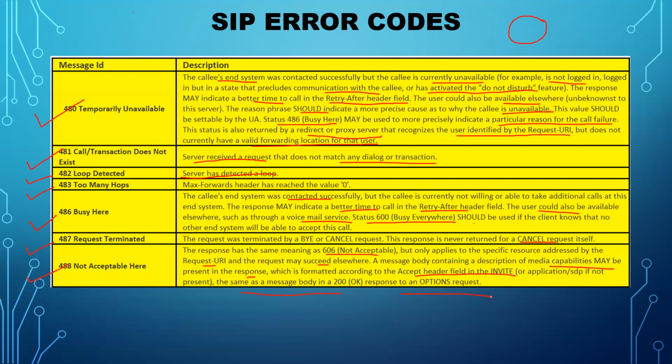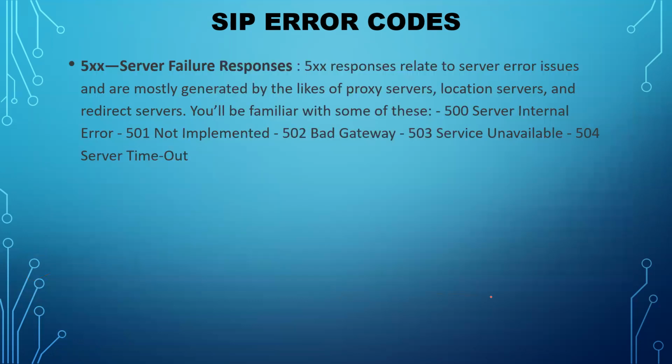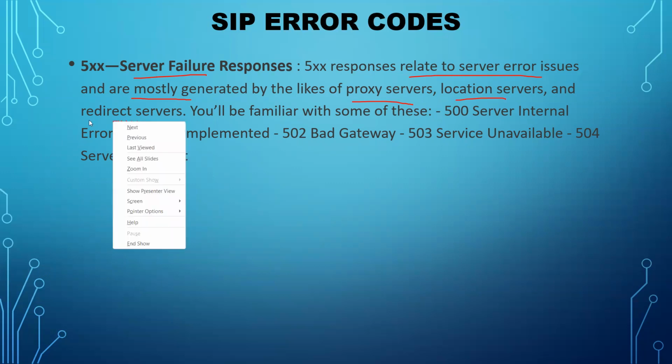Let's move on to the next, that is 5xx error messages. 5xx is server failure response. What that means, 5xx responses relate to server error issues and are mostly generated by the likes of proxy servers. This is a server failure. Keep in mind 5xx is server failure, and it's mostly generated by the likes of proxy server, location server, and the redirect server, right?